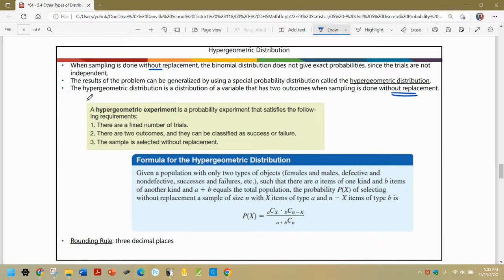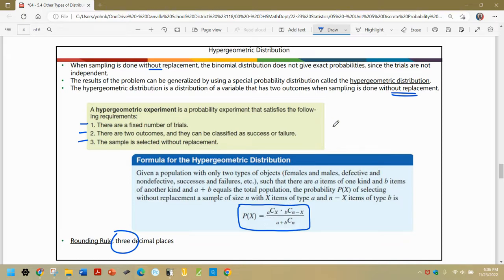So the three requirements to be a hypergeometric experiment: it must have a fixed number of trials. There must be two outcomes, but now we are using without replacement. The formula for the hypergeometric distribution is down here. This is not a formula that you can do shortcut. The rounding rule is 3 decimals.